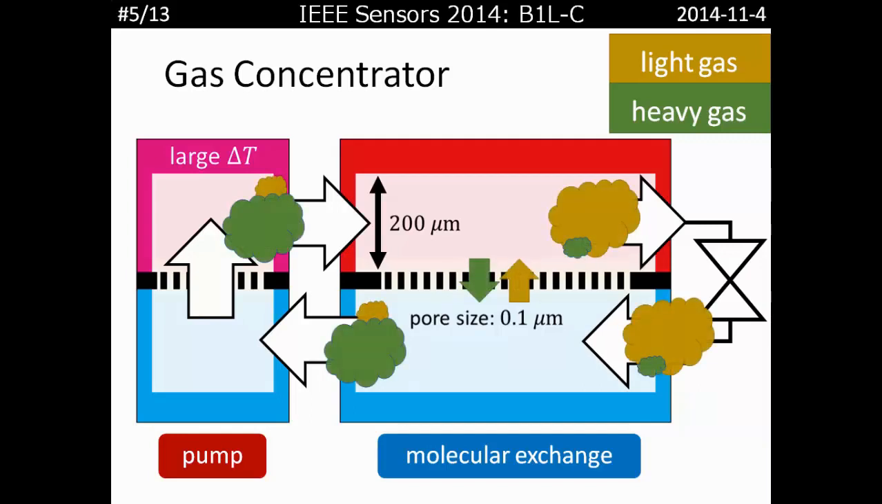As a result, in the upper channel, the light gas increases as the gas flows to the right, and in the lower channel, the heavy gas increases as the gas flows to the left. This results in a large concentration difference between the right and the left end.